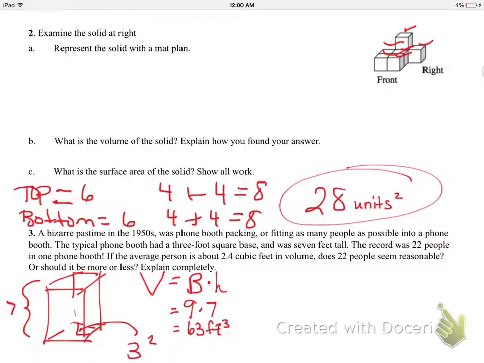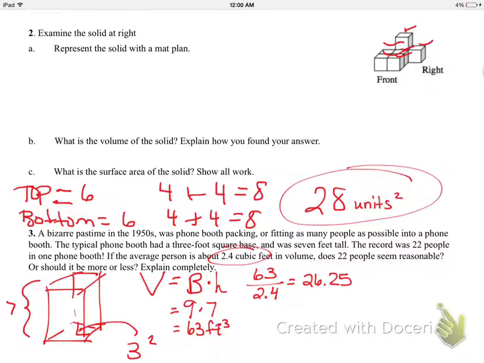Each person is 2.4 cubic feet. So if I take 63 and I divide it by 2.4, that's volume per person. So that means I could fit 26.25 people in there. Technically, if they had literally no space between them whatsoever.